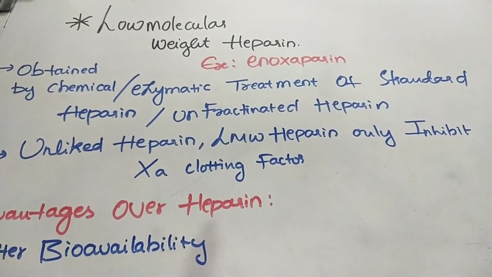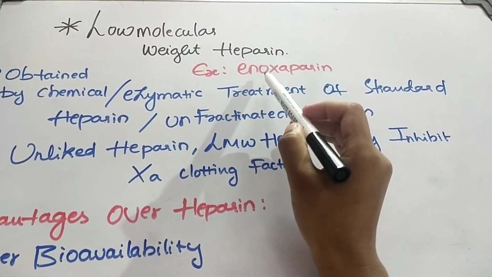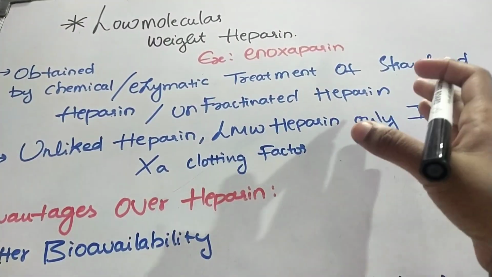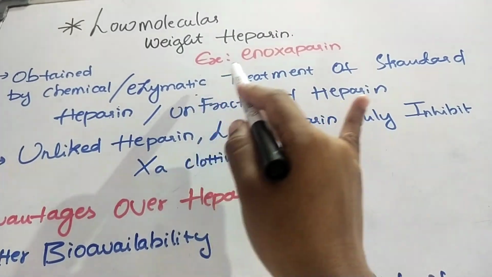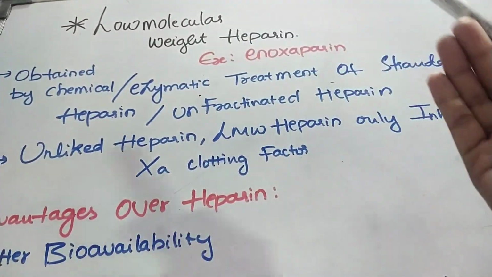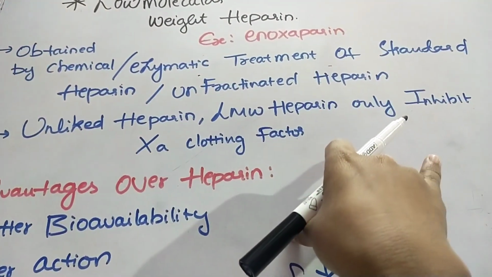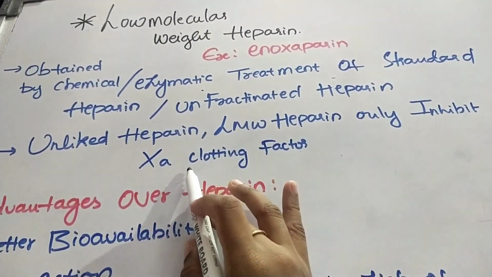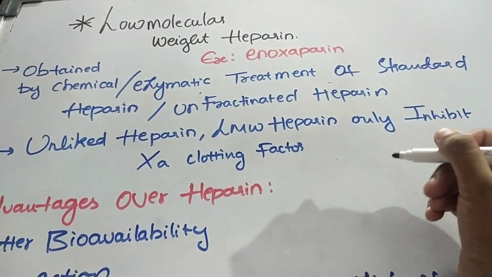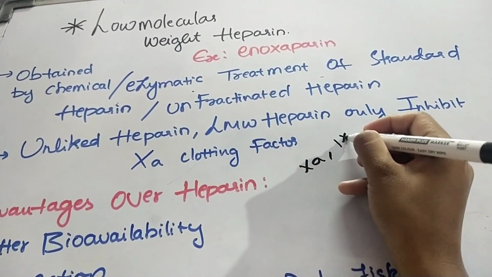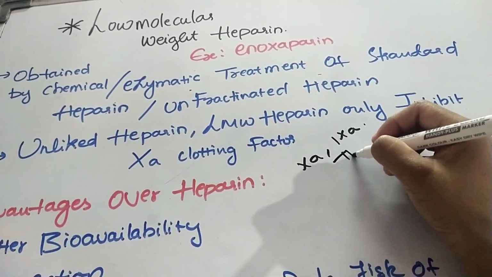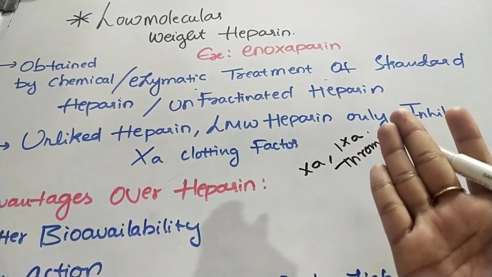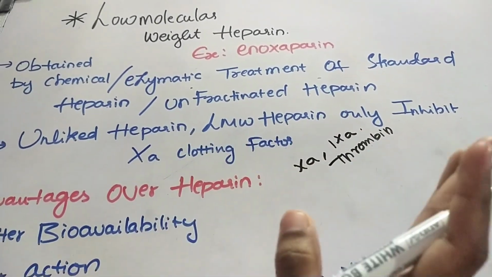Now the low molecular weight heparin, for example enoxaparin. Low molecular weight heparin is obtained by chemical or enzymatic treatment of standard, or unfractionated, heparin. Unlike heparin, low molecular weight heparin only inhibits the 10A clotting factor, whereas heparin would inhibit 10A and 9A clotting factors along with thrombin.